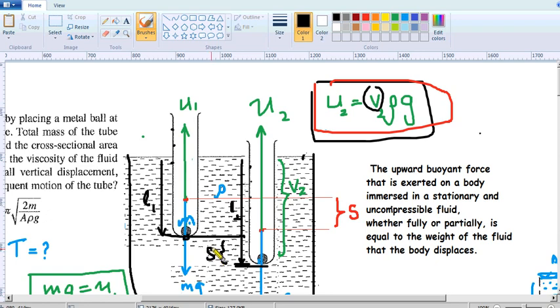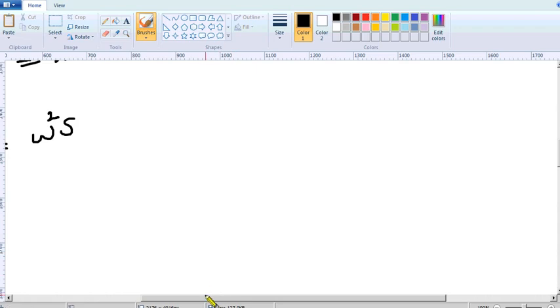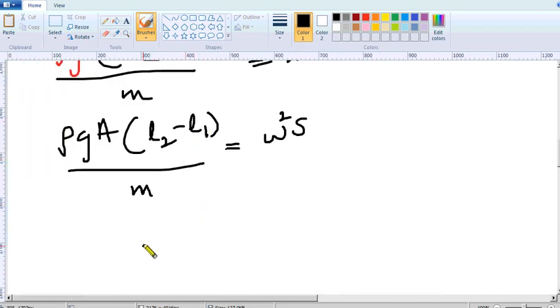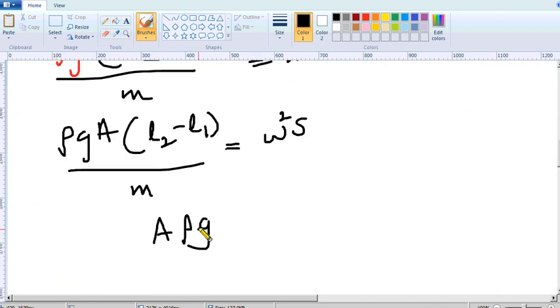We can mark S here too. Then we have to write L2 minus L1. Instead of L2 minus L1, we can write S. We write a rho g because in the answers they have written a rho g. That's the same thing. So instead of this thing, we write a rho g S divided by m equals omega squared s. So s cancels.